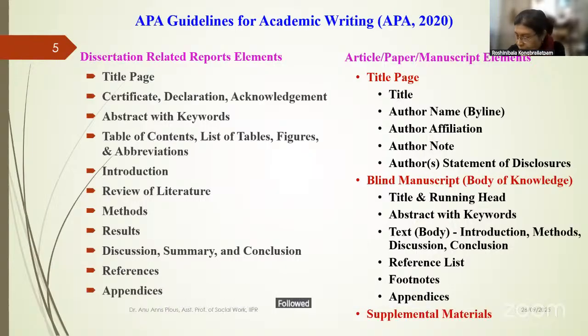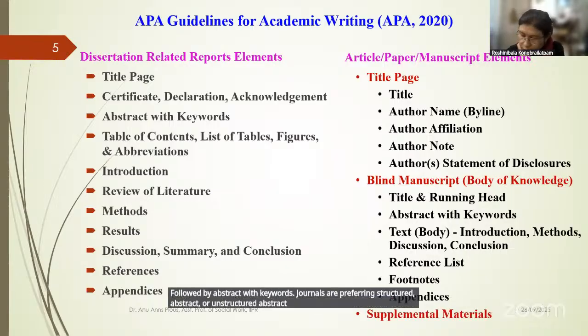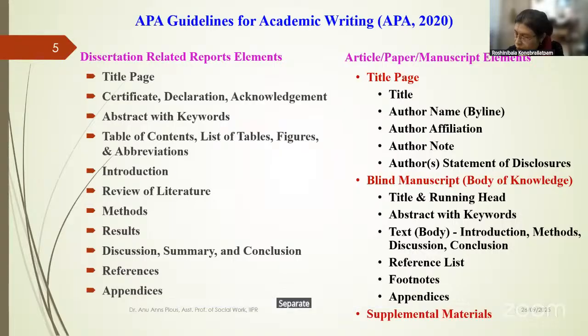Followed by the abstract with keywords. Journals prefer either a structured abstract or an unstructured abstract. A structured abstract means you will have separate sections for background, methods, results, and conclusion, with the keywords.